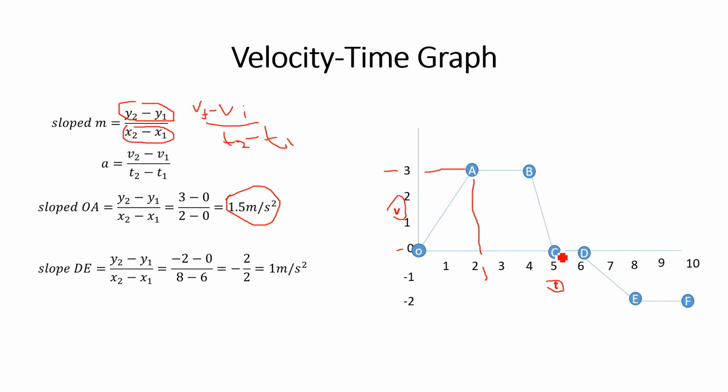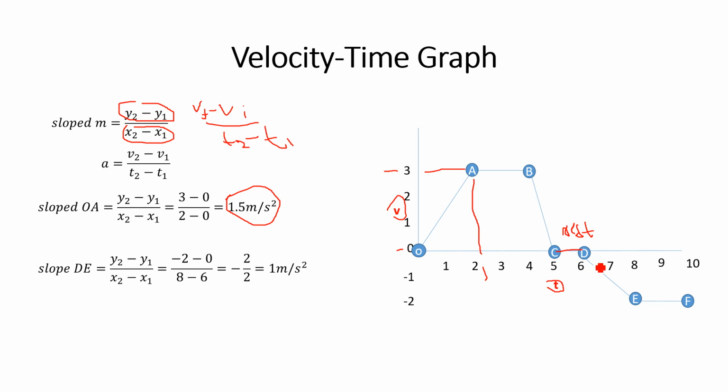And this region from C to D indicates that the object is at rest. There is no change in the velocity; the velocity is equal to 0. The final velocity and the initial velocity both are equal to 0. So 0 minus 0 is equal to 0, and dividing by the change in time, 6 minus 5 equals 1. So 0 by 1 is equal to 0.